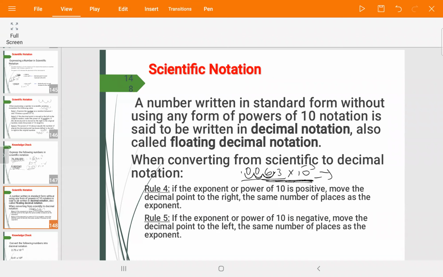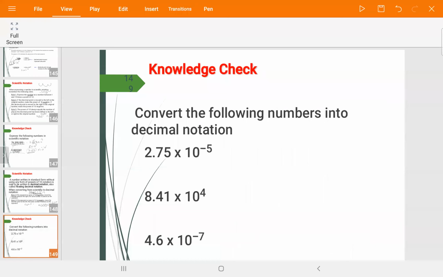If it is positive, we move it to the right. So if the exponent of the power is positive, move the decimal point to the right. If the exponent number is negative, move the decimal to the left. Now 1, 2, 3, so we do it here. So it becomes 6300. You can put it in decimal this way. Let us exercise. Convert the following numbers into decimal notation.